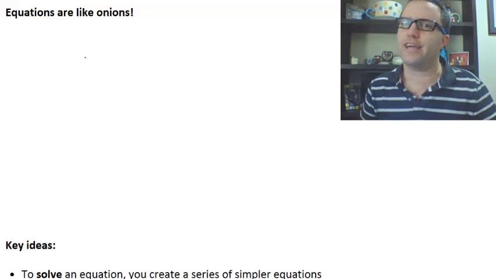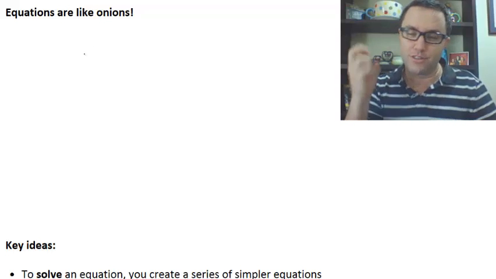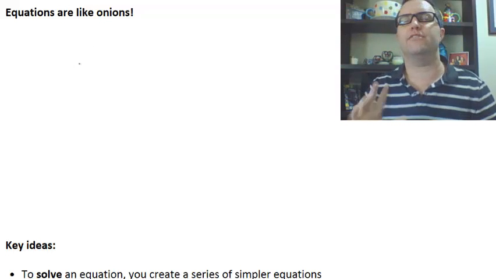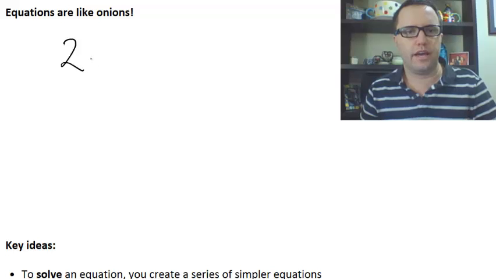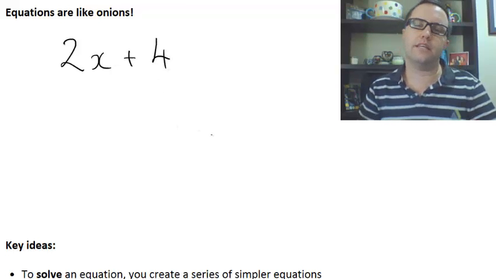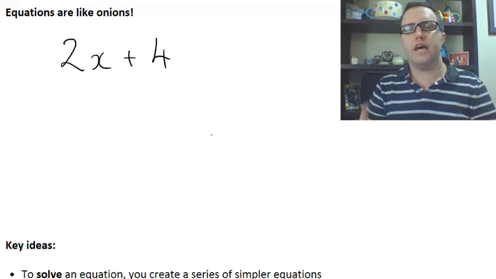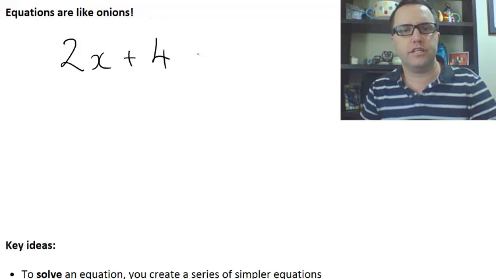equations are like onions. Now, it's a bit of a quote stolen probably from Shrek, but you'll see what I mean by that. Remember we had expressions, which were things like 2x plus 4. That's an expression. It's just a set of terms added or subtracted from each other. But an equation adds in this extra thing: equals 3.